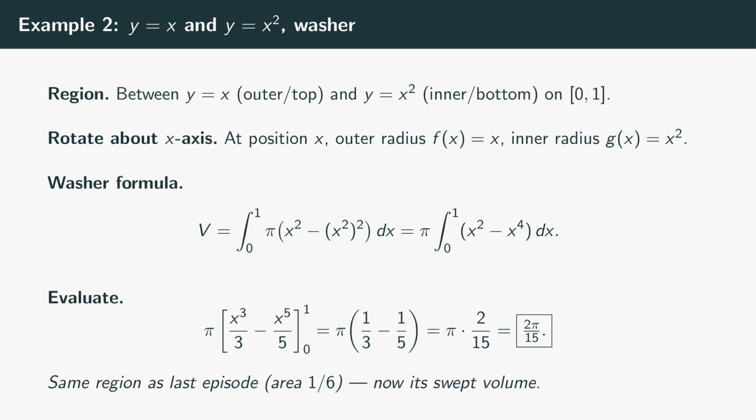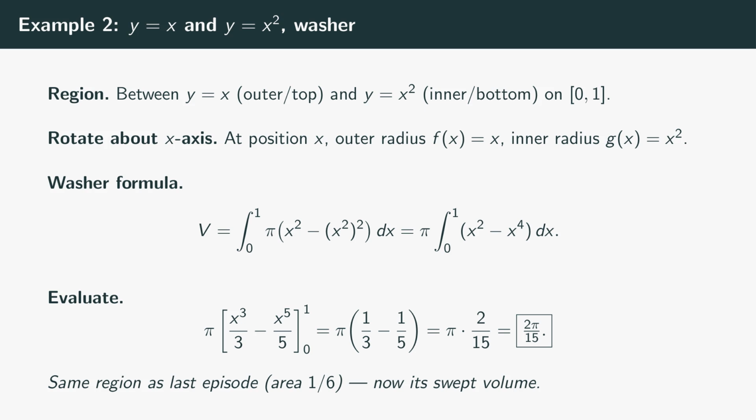Setup, V equals pi times the integral from 0 to 1 of the quantity x squared minus x to the fourth dx. Antiderivative of x squared is x cubed over 3. Antiderivative of x to the fourth is x to the fifth over 5. So we get pi times the quantity x cubed over 3 minus x to the fifth over 5, evaluated from 0 to 1. At 1, 1/3 minus 1/5 equals 5/15 minus 3/15 equals 2/15. At 0, 0, subtract, the volume is 2 pi over 15. Same region as last episode, with area 1/6, spun around the x-axis. Its volume is 2 pi over 15.